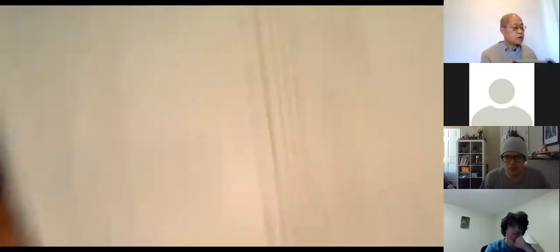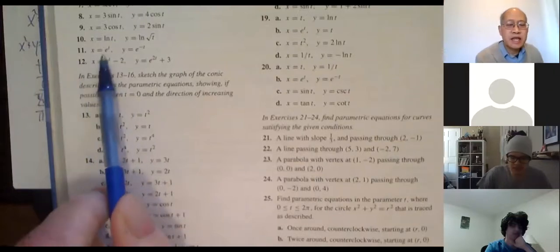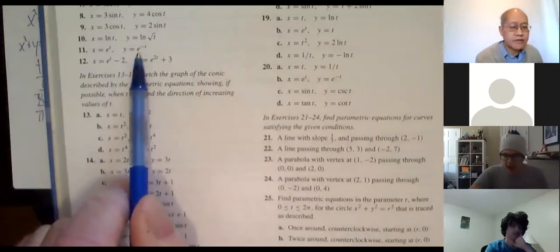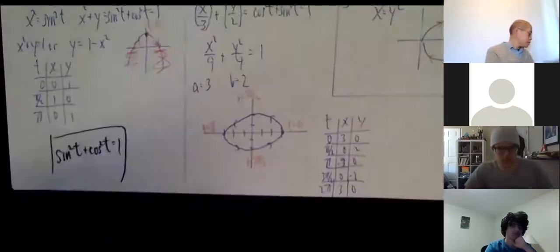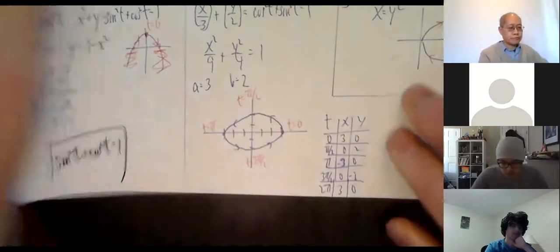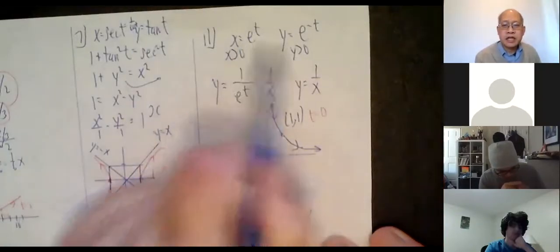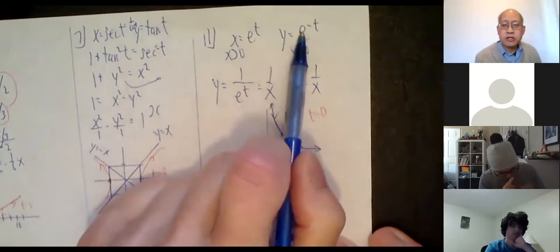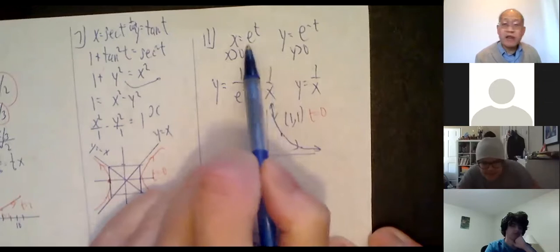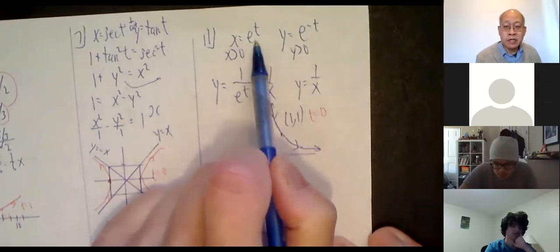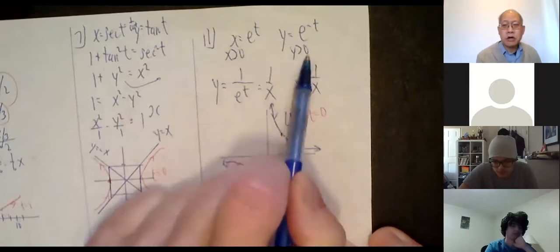All right, next one I want to show you doesn't have cosine or sine or any trig. It just has e's. X is e to the t. Y is e to the negative t. Okay, so how do you do that? It's actually quite simple. X is e to the t. Y equals e to the negative t. Before I start the graph, x is positive. Y is positive. E raised to anything is always positive. So x is greater than 0, y is greater than 0.